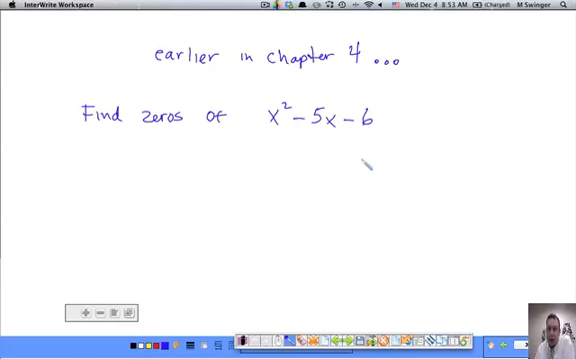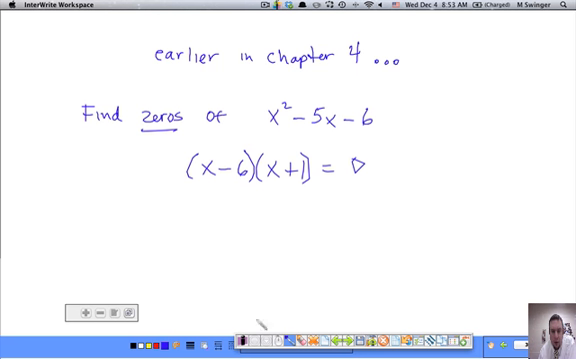Okay, before I give you the next example, I need to show you something. Earlier in chapter 4, I said find the zeros of this. What did you do? A few things. One, you should try to factor it first. If we tried to factor that, it would be x minus 6 and x plus 1, right? Since we're finding the zeros, I set that equal to 0.